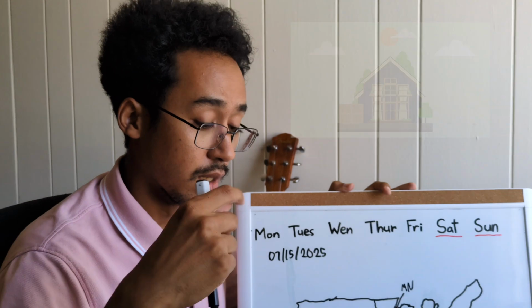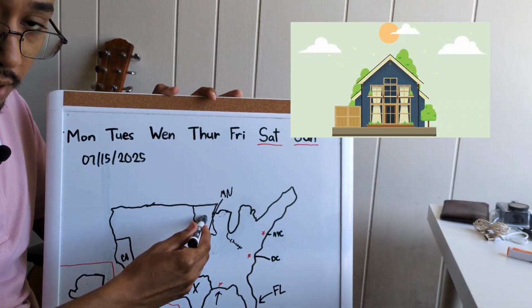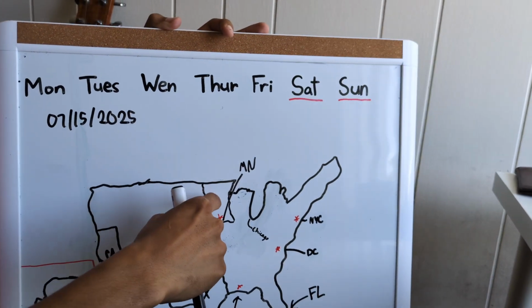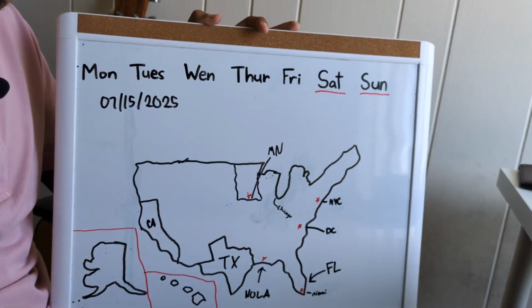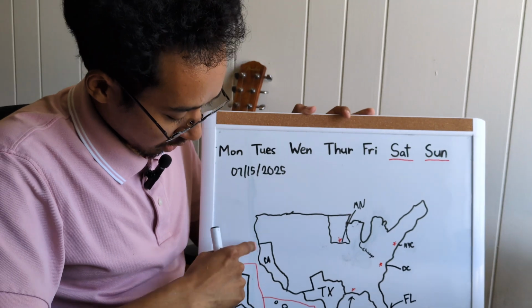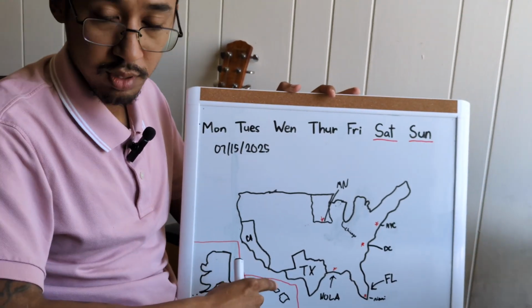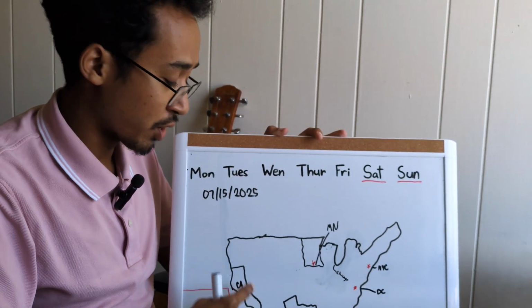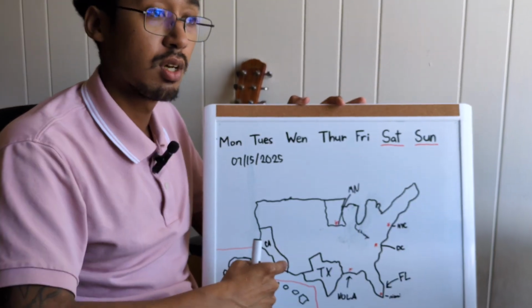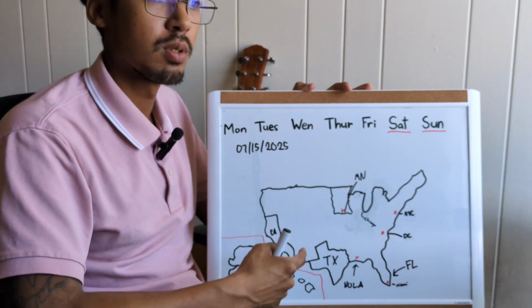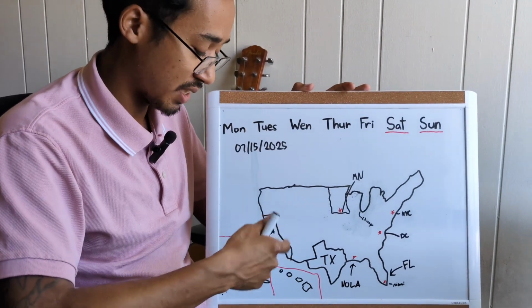I live in Minnesota. I live here in Minnesota. Minnesota is a state. California is a state. In some other countries, they might call this a province or a department. In the United States, we call them states.